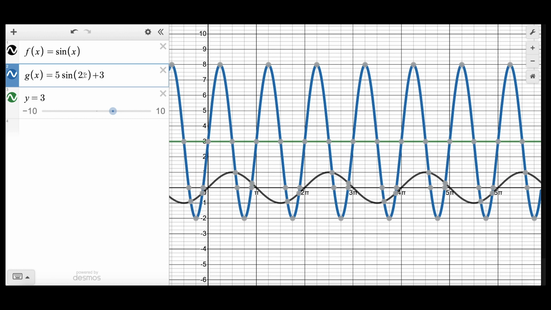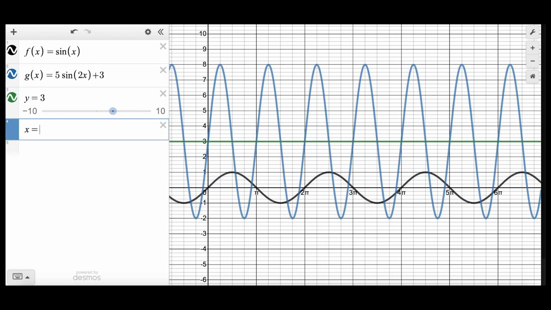Remember that 2 means that it's going twice as fast. So the old period was 2 pi, but notice how this, from the midline, goes up, down, back, in the same amount of time that the old one just went up, down, back. So it is 2, which means that the period of this function is a half of 2 pi. The old period is 2 pi, but the period for this one is a half of 2 pi. Awesome. So there it is right there. Notice how it goes up, down, back.